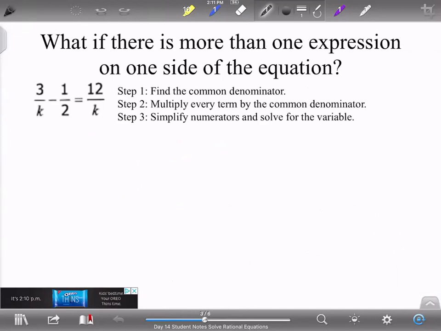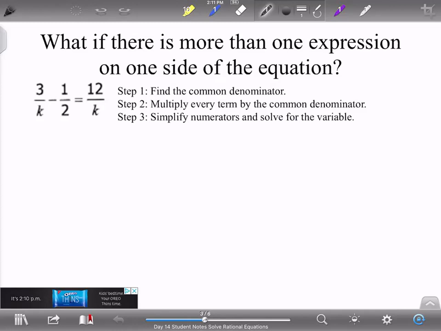This, however, is more than likely what you're going to see for this class. So in this case, we have more than one expression on one side. So if you look at the left side, there are 2 fractions. So we have 3 over k minus 1/2 equals 12 over k. So we're going to follow these 3 steps. We're going to find the common denominator.